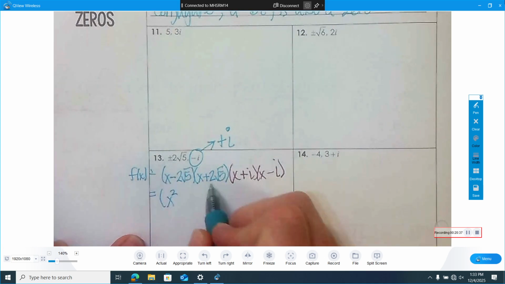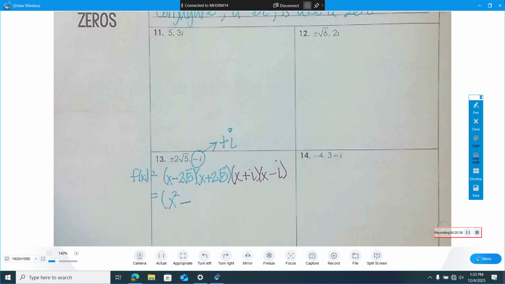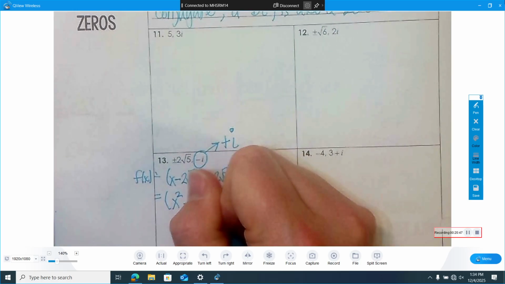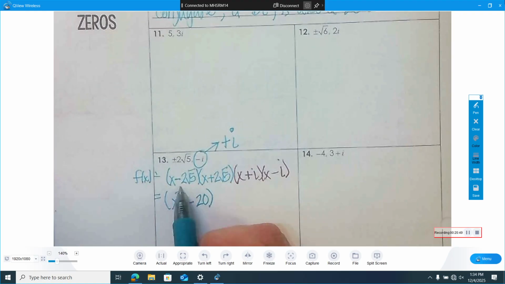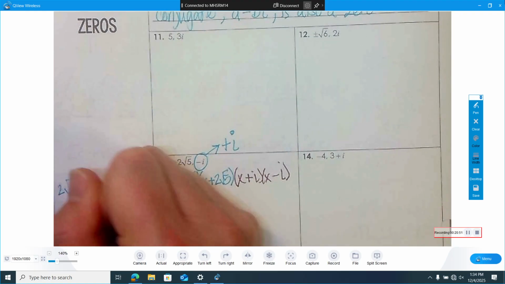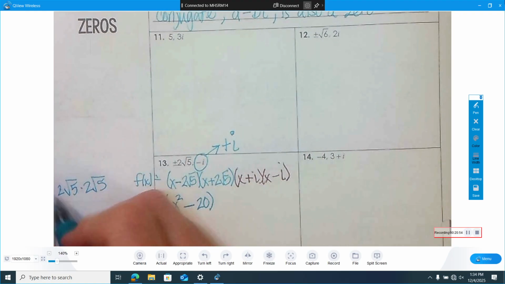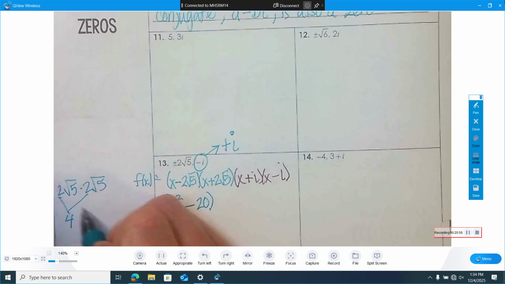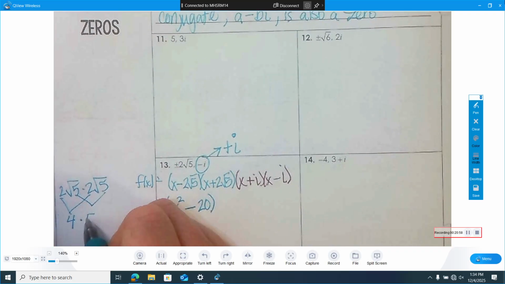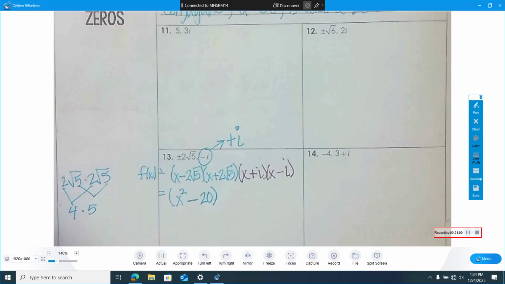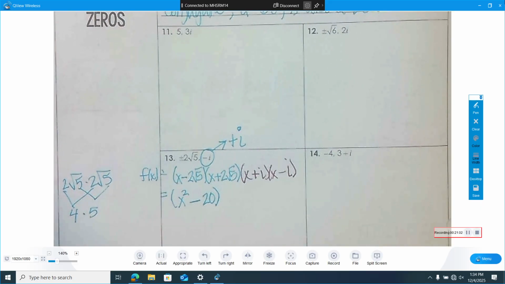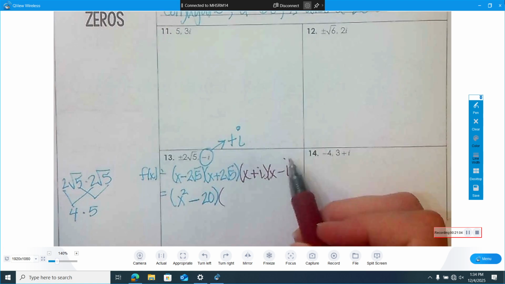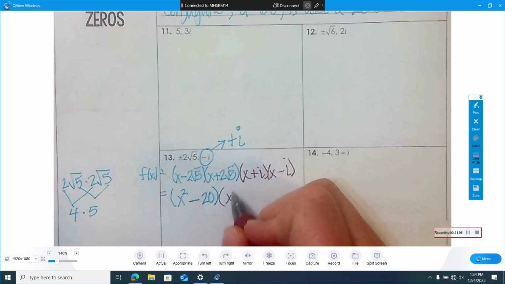And then last times last is going to be negative what? 2 times 2 is 4, times 5, 20. Negative 20. So again, 2 radical 5 times 2 radical 5. We can multiply the 2's together to get the 4, and radical 5 times radical 5 is just 5. So we get 20. And the maroon, multiplying that together, we have x times x is x squared.